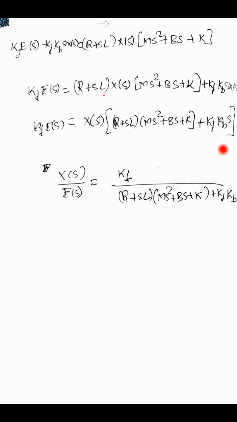So now by rearranging, this x of s will keep as it is. These terms will go to denominator. Okay, kf by E of s divided by R plus SL into MS square plus BS plus K, this whole term will go to denominator here. Okay. And if we take this E of S to denominator, it looks like this. So X of S, and after shuffling, it looks like this. X of S by E of S is equal to KF divided by R plus SL into MS square plus BS plus K plus KF into KB into S. Hope you understood.